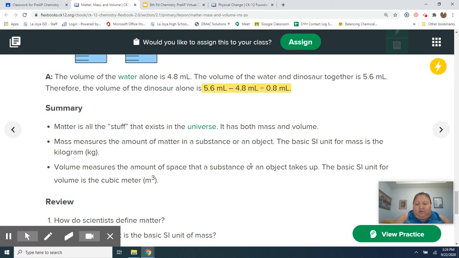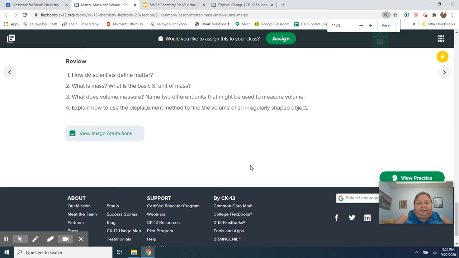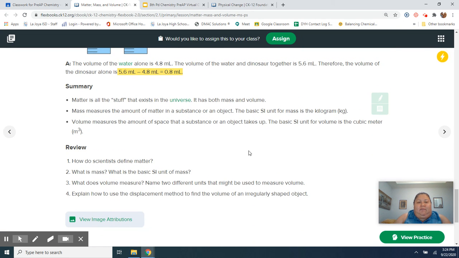Let's summarize what we learned today. Matter is all the stuff that exists in the universe. It must have mass and volume to be considered matter. If you don't know what mass is, mass measures the amount of matter in a substance or an object. Don't get that confused with weight. Weight takes into account gravity. The basic SI unit for mass is the kilogram.